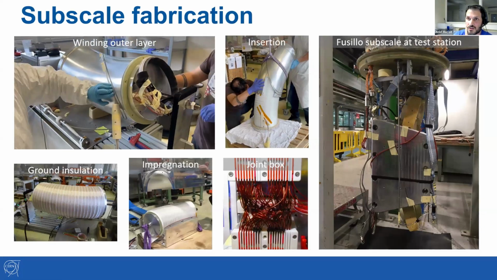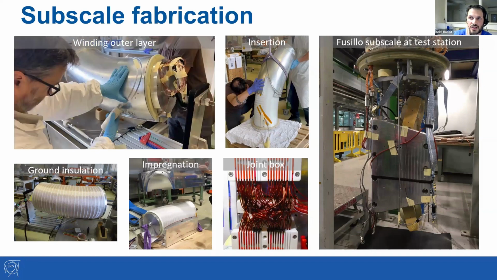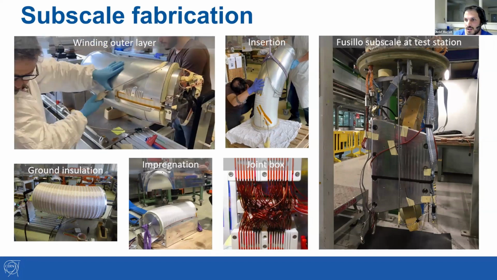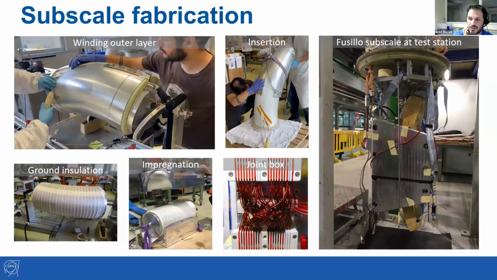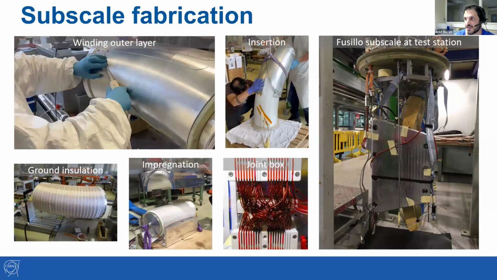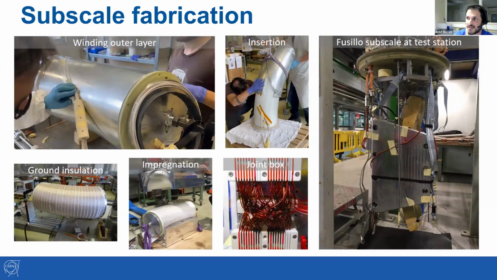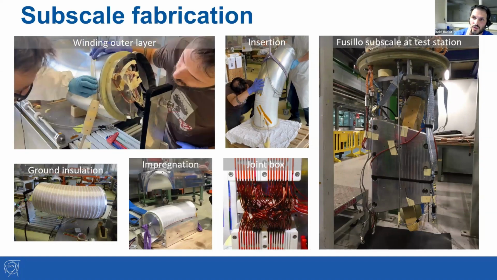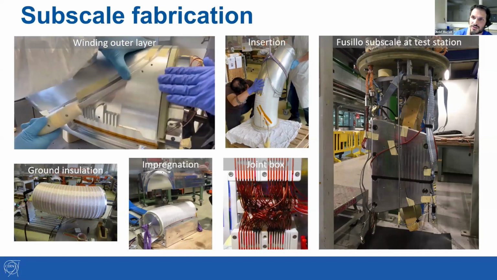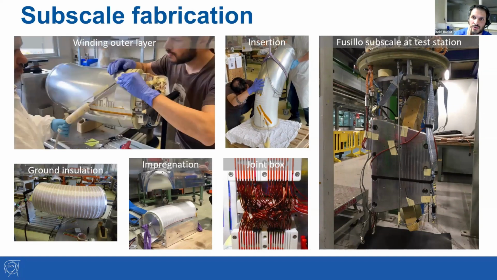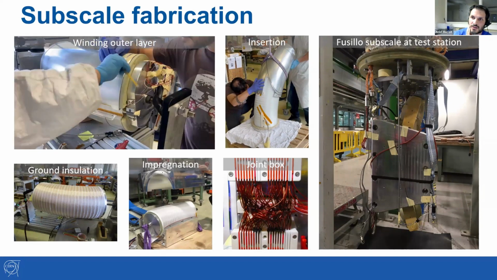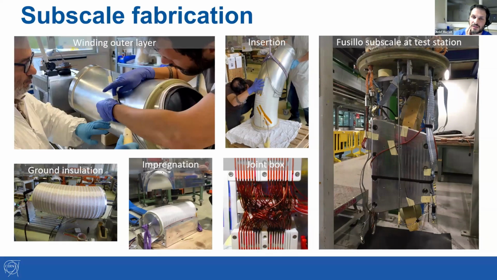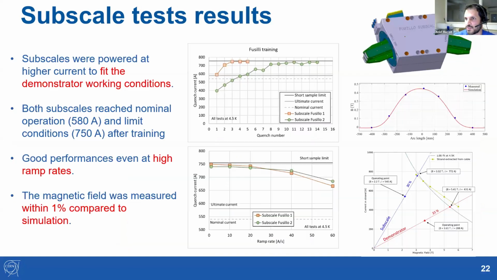You can see here the pictures of the fabrication of the subscale. So the winding, the insulation, the impregnation, and finally the magnet in the test station. As you can see, the winding is very straightforward once you have the former because you just insert your conductor in a groove, so you don't have to really compact it or anything. And yeah, it's a very simple winding process.